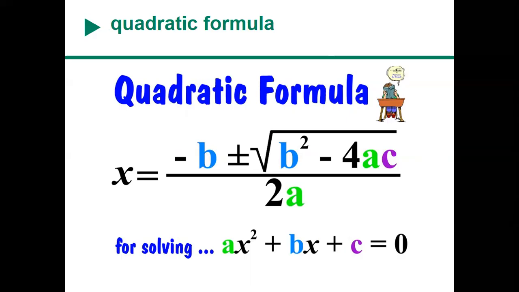If all else fails, if you are horrible at factoring, if you are horrible at completing the square, this guy is your backup. It's called the quadratic formula. The quadratic formula works for everything, and it is x equals negative b plus or minus the square root of b squared minus 4ac, divided by 2a.